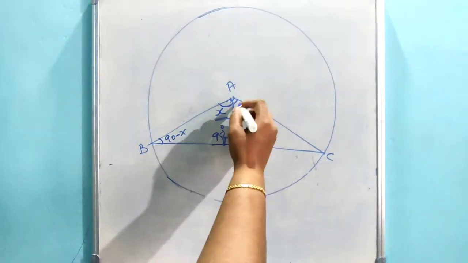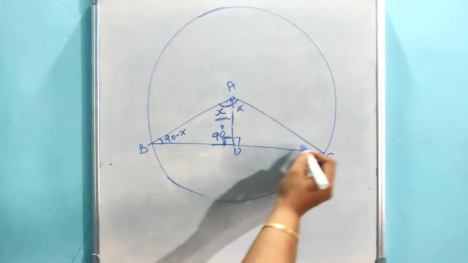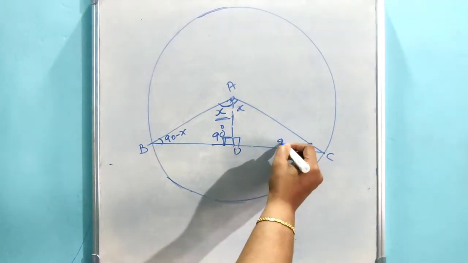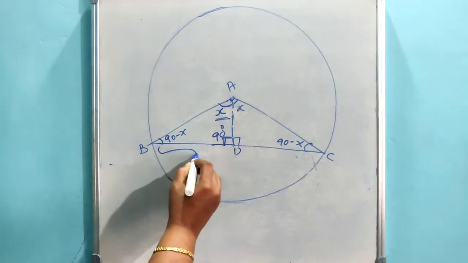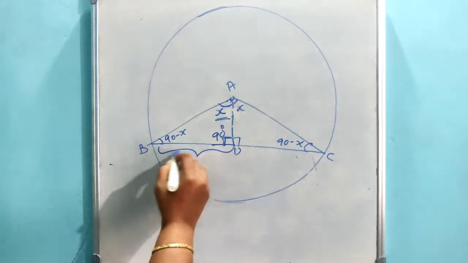Similarly, we have this angle equal to x, this one is 90, and this angle is equal to 90 minus x. Okay, now I am going to find out the length of this chord, or this portion.